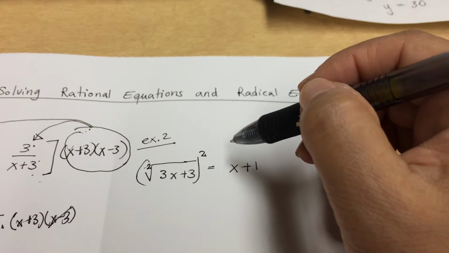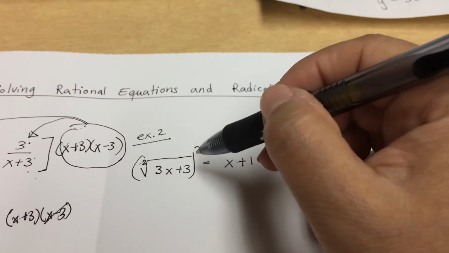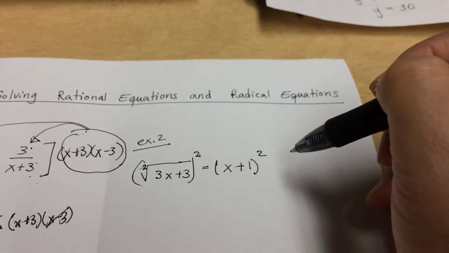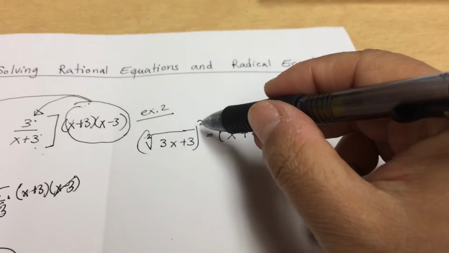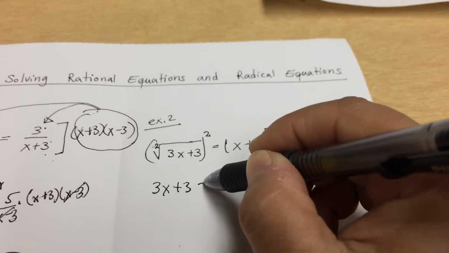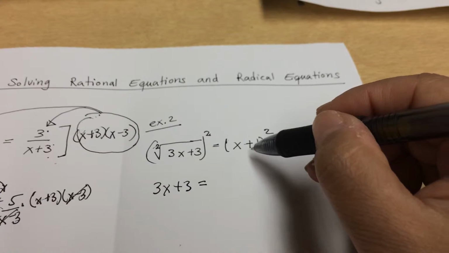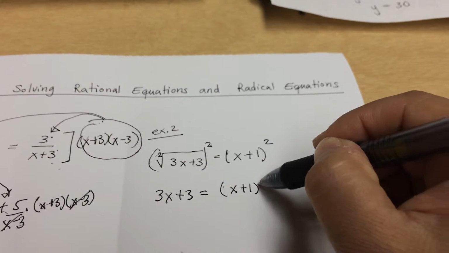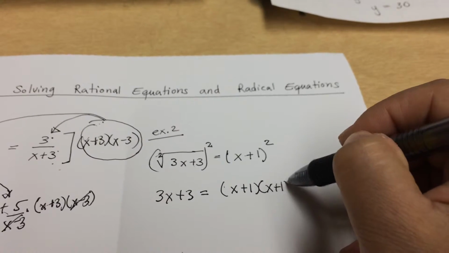Now in algebra, we always state that if you do one thing on one side of the equal sign, you have to do exactly the same on the other side. Okay? So that square is going to cancel out the square root. Then you have 3x plus 3 on this side equals x plus 1 squared. So you have to write the parentheses twice, and you're going to have to distribute or FOIL it.